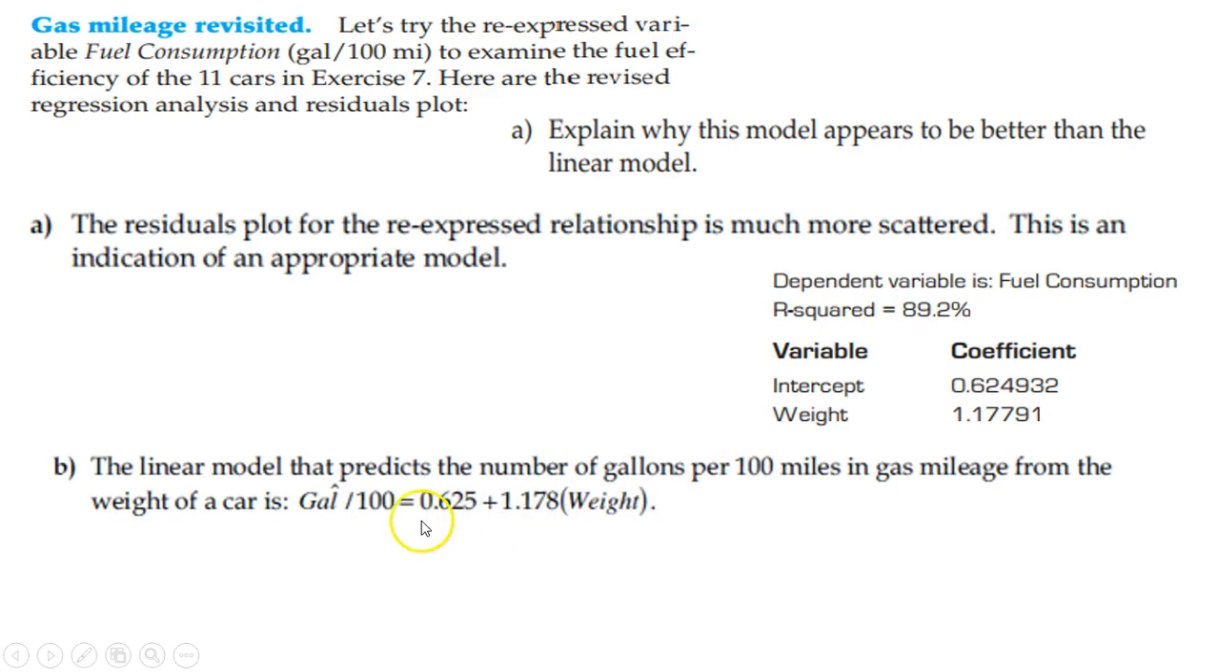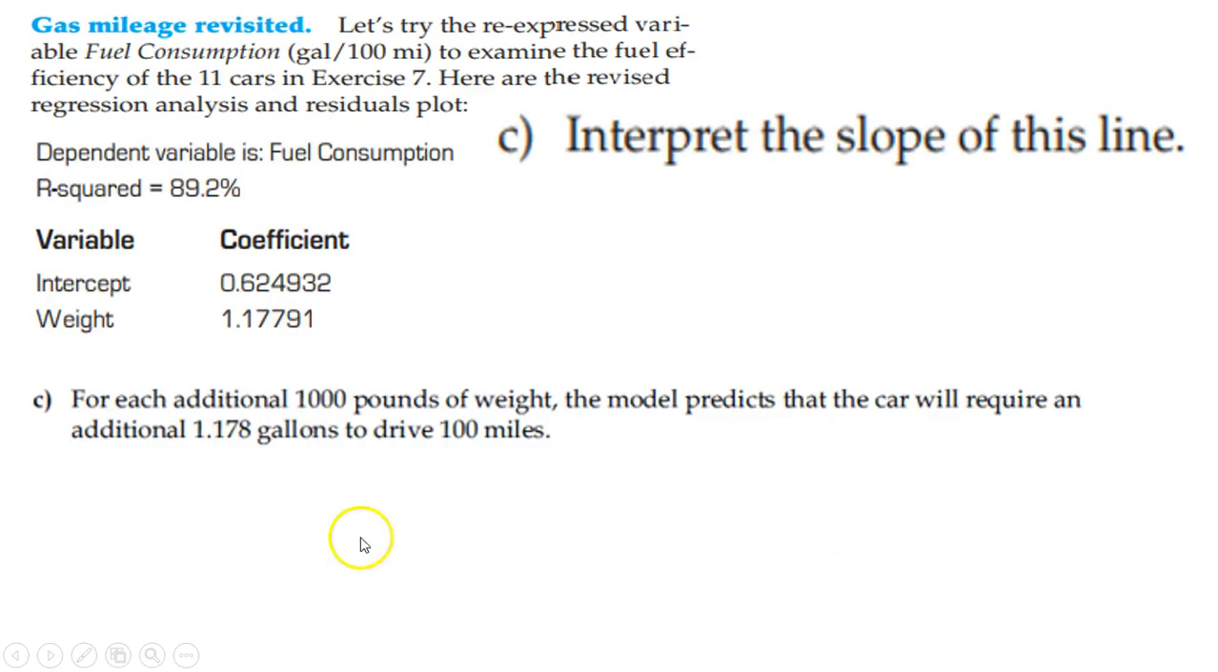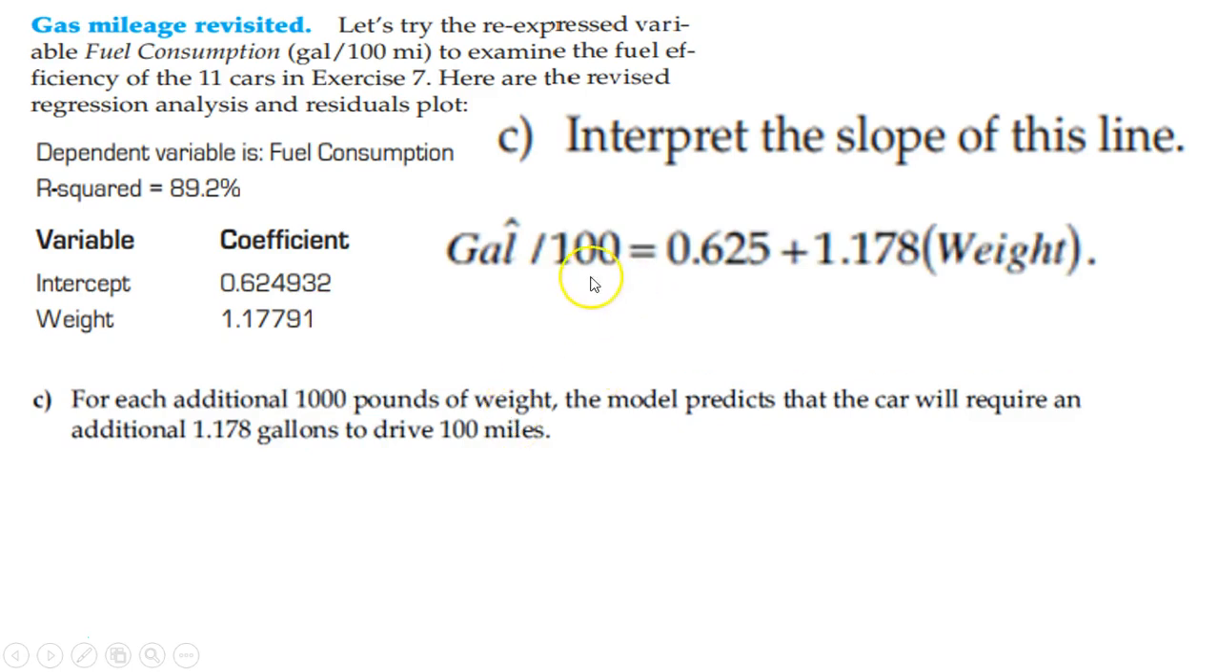And it says that's in gallons per 100 miles, right? Because it says the linear model that predicts the number of gallons per 100 miles is gas mileage from the weight of a car. So this is basically what we're looking at. So that's how we're getting that data. So that's the linear model. And then part C says interpret the slope. The slope basically is saying that for each additional 1,000 pounds of weight, the model predicts that the car will require 1.178 gallons to drive 100 miles. Because we were finding it per 100 miles, giving us this as our equation that we found before.